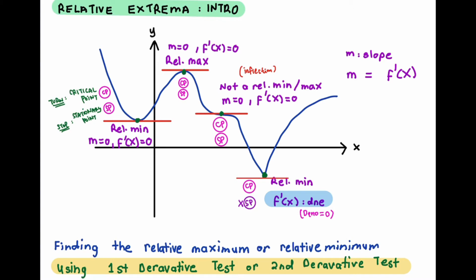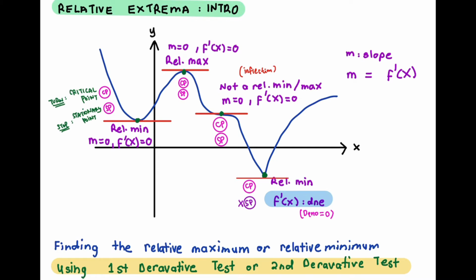So the usage of the first derivative test and the second derivative test is to further test whether the relative extrema that you have is a relative maximum or a relative minimum. So let me show you the overall of relative extrema.